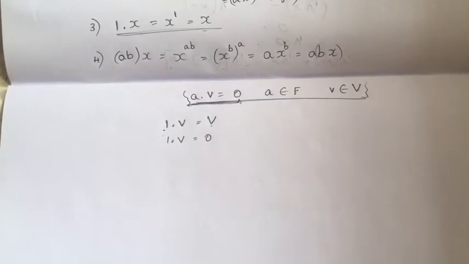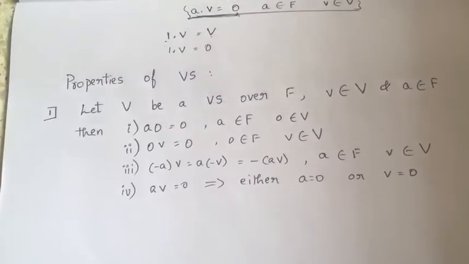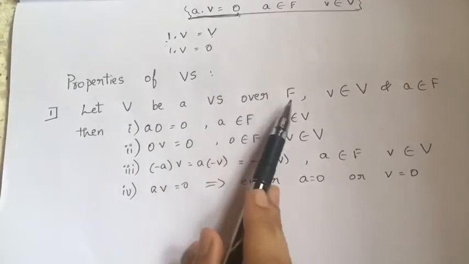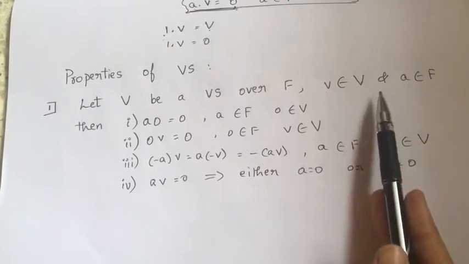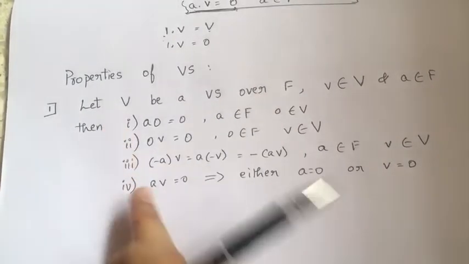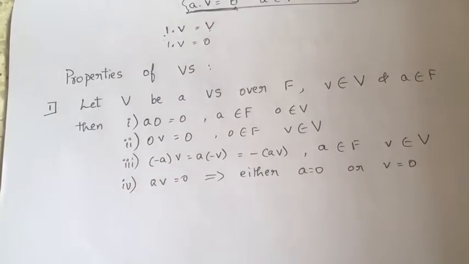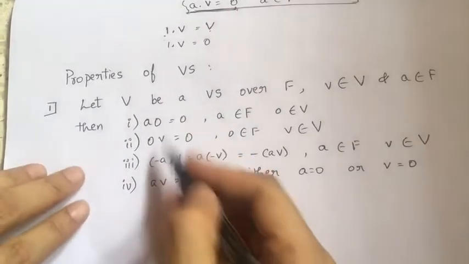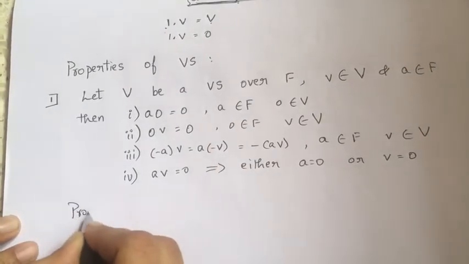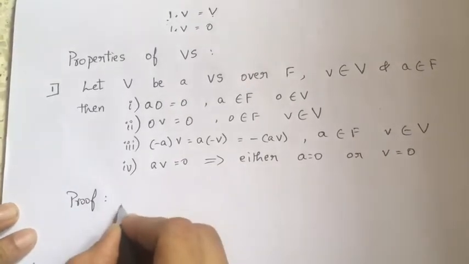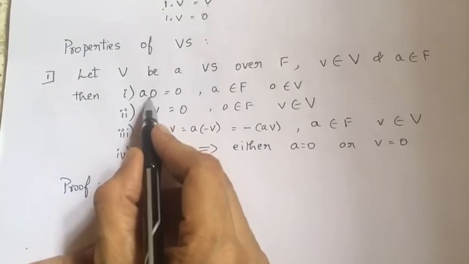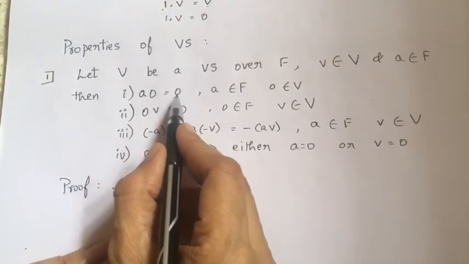Now let us look at the properties of vectors. First property: let V be a vector space over the field F, and v belongs to V and a scalar A belongs to the field F, then these are true. Let us prove these things. First one, prove the first one. Say I have to prove A into 0 vector is 0.